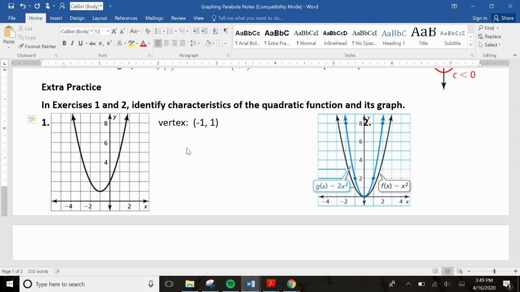Whoops, number here is killing me. Okay, let's get rid of that. Sorry, Word is giving me all kinds of formatting issues. All right, so there's the vertex.